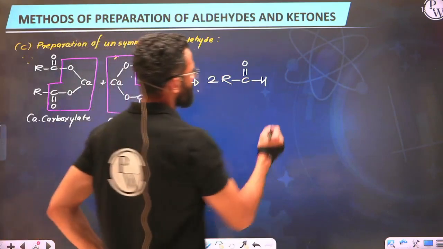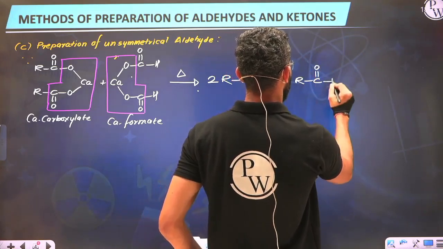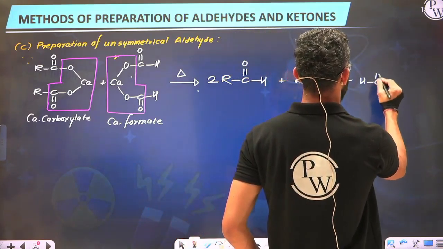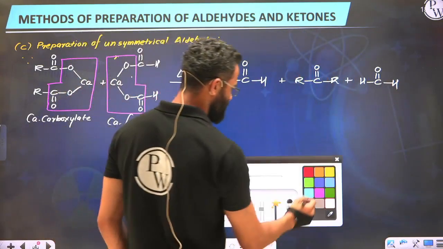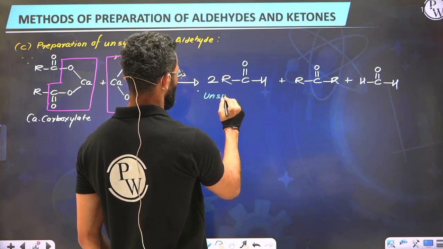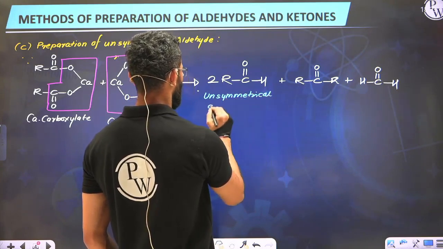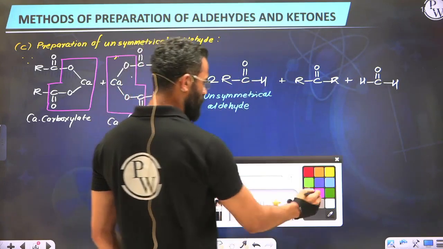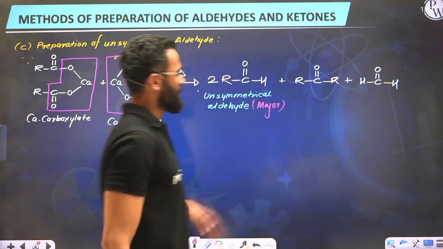And other than that, as we consider, we may also get formation of symmetrical ketone plus symmetrical aldehyde, which is formaldehyde. Right everyone? So the product obtained here is unsymmetrical aldehyde. And as you can see, unsymmetrical aldehyde is obtained as a major product. And the rest two are going to be minor one.